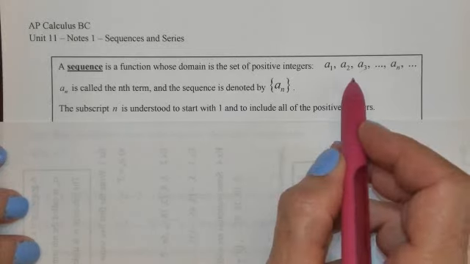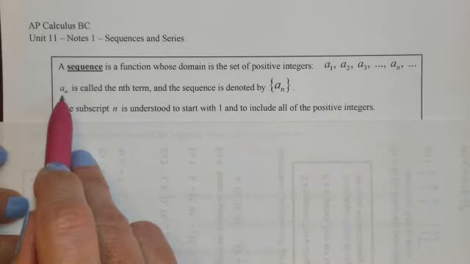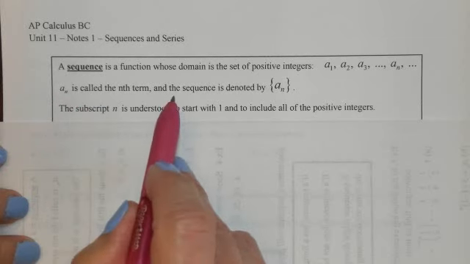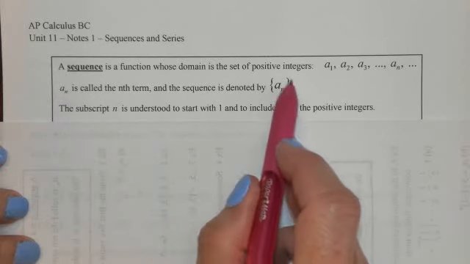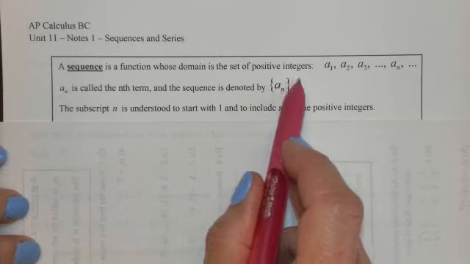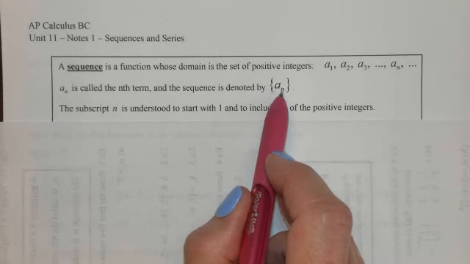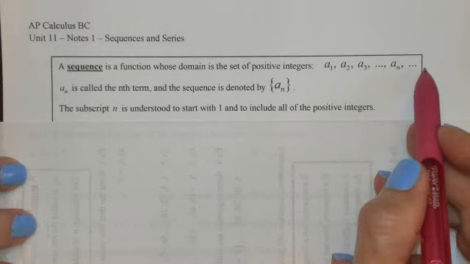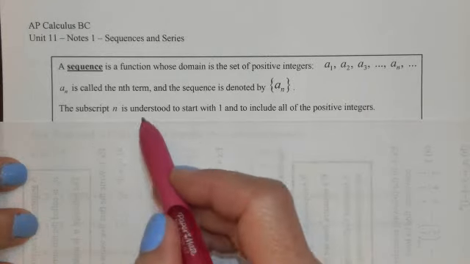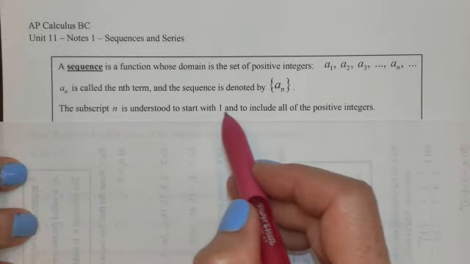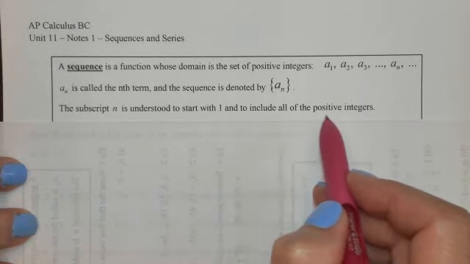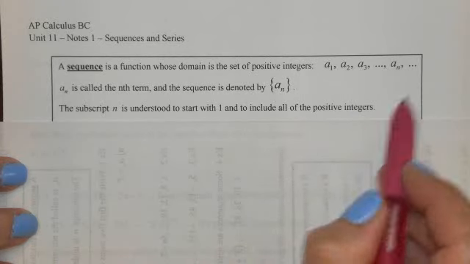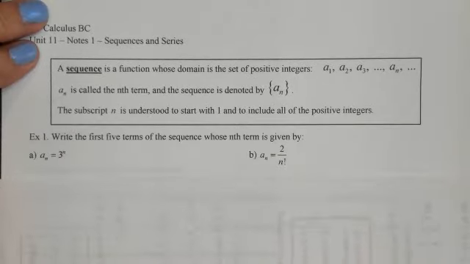All right, the a sub n term is called the nth term, and the sequence is denoted by this notation. This is a form of notation that we can use to represent the entire list. Okay, the subscript n is understood to start at 1 and to include all positive integers. So 1, 2, 3, etc. Okay, and that's what a sequence is.